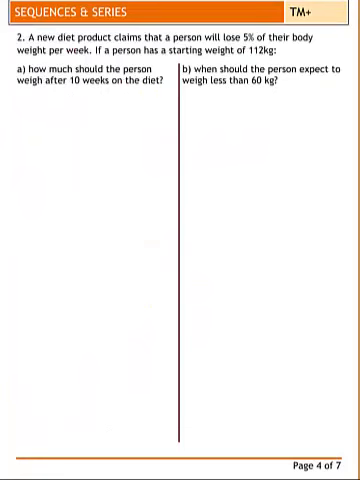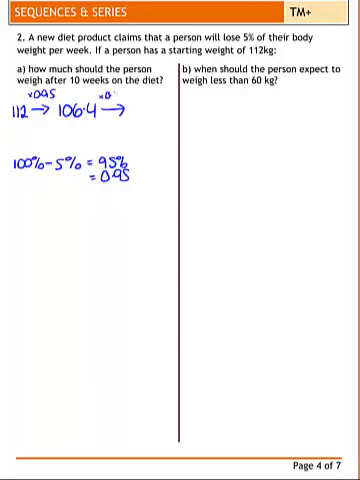Look at another question. A new diet product claims that a person will lose 5% of their body weight per week. If a person has a starting weight of 112 kilograms, how much should the person weigh after 10 weeks on the diet? Again, think about the problem. Starting at 112 kilograms and losing 5%. If you lose 5%, you're actually at 95%, or 0.95. So I'm timesing by 0.95 to get my next number, which is 106.4. Timesing by 0.95 again to get 101.8. And that continues. So you can see here, term 1, term 2, term 3, but what's happening here is week 1, week 2. So after 10 weeks, I actually want the 11th term.